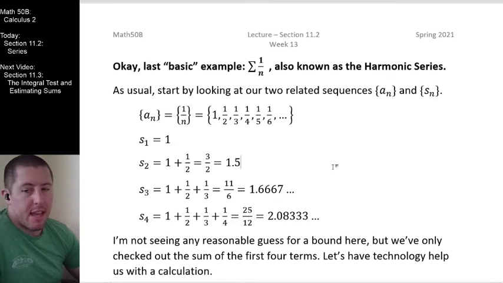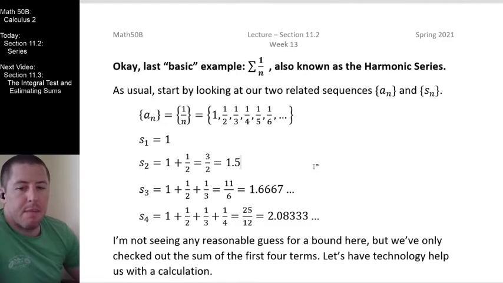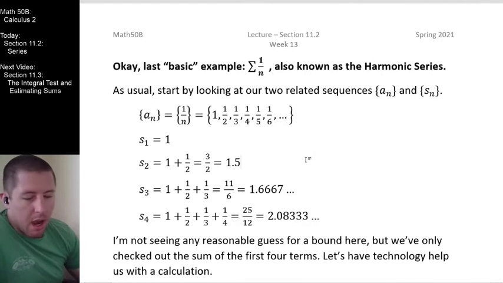I guess the thing I'm saying is in the previous one, I did a little bit of math and I was like, huh, these seem to be all getting trapped below 1. And I don't feel like I can make a comparable statement like that here yet. Maybe we just need to look a little bit further though. So I'm not seeing any reasonable guess for a bound here. But we've only checked the sum of the first four terms.